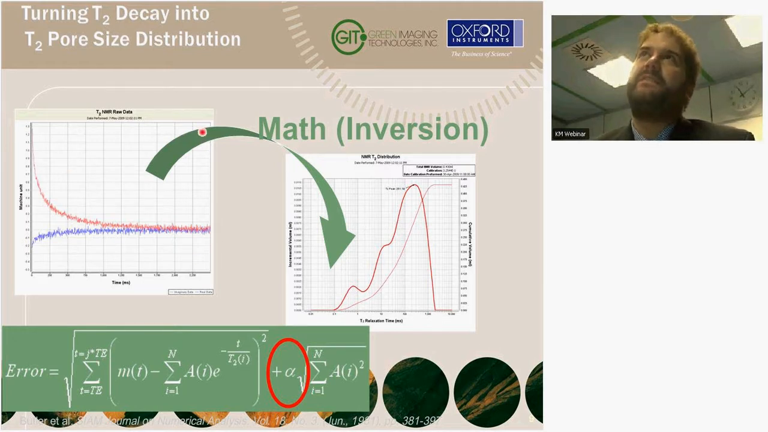But suffice it to say, this process can be quite difficult, and in fact, it doesn't have a unique solution. So what the inversion does to converge on a solution is it adds an extra term. It's called a smoothing term, a regularization term, and this has led to some of the inconsistencies in the data because people will do this in different ways.